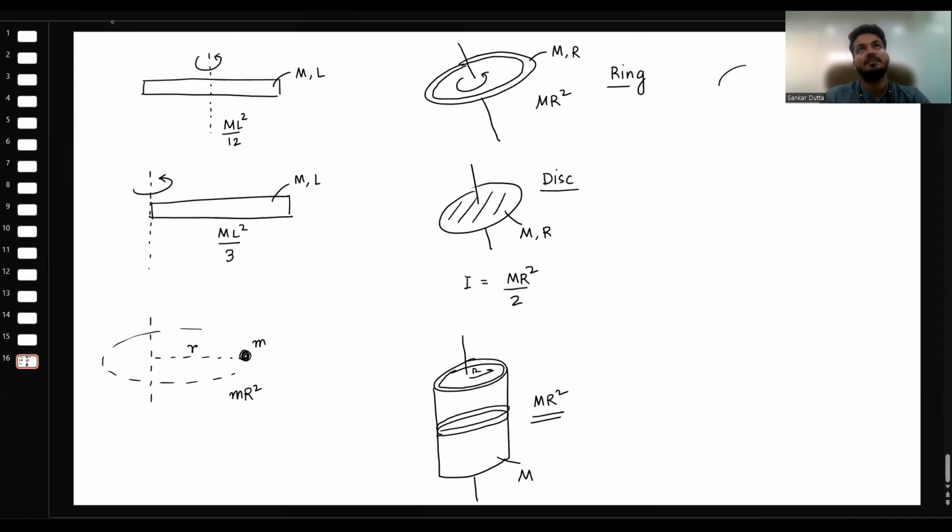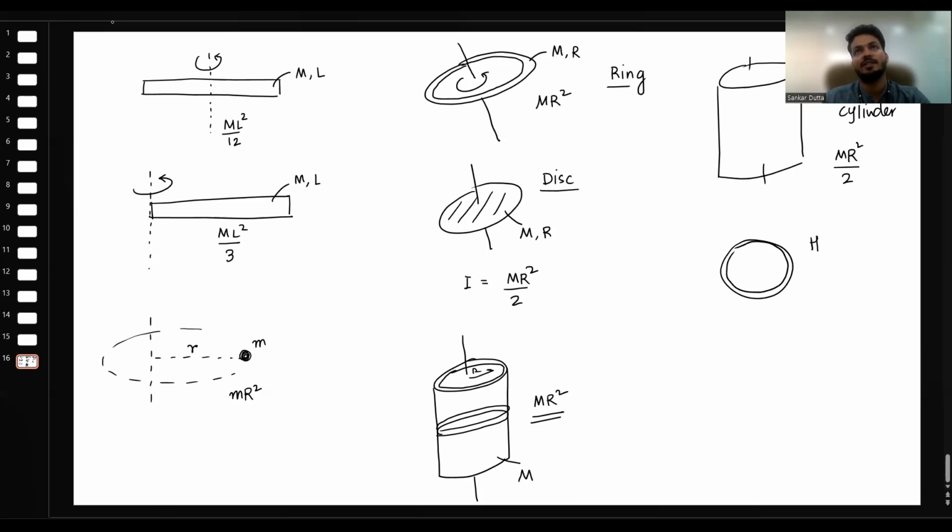What about a solid cylinder, guys? That will be mr square by 2, just like a disk. Awesome. So what is the application of finding moment of inertia? That's what we're going to discuss after this. I just have two more and then we are done.